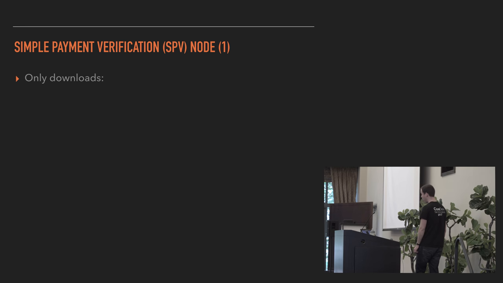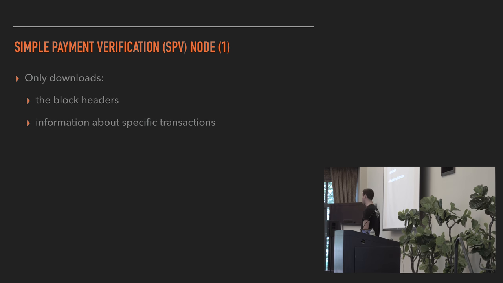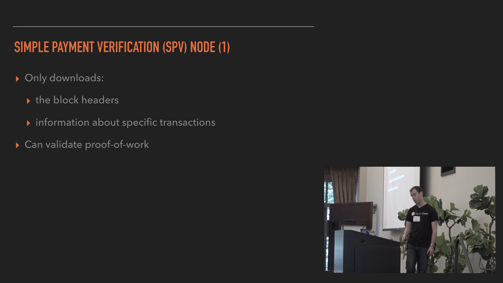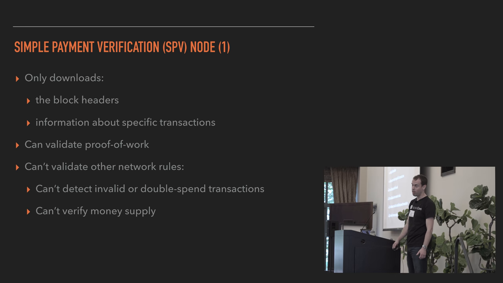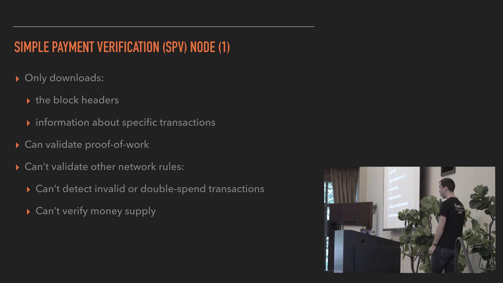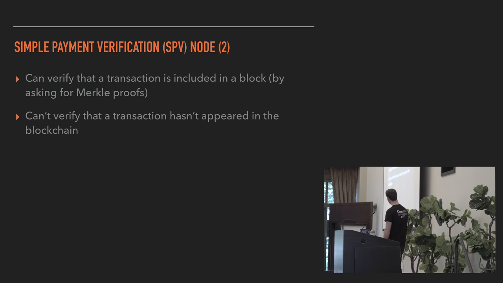Next, an SPV node. SPV nodes only download the block headers and information about specific transactions. When I say information, I mean the Merkle proof that the transaction was included in a block. So they can validate proof of work, because that's included in the headers, but they can't validate other network rules. They can't detect that an invalid transaction has been included in a block, and they can't verify the money supply. So if all of the nodes on the network were using this system, except the miners, the miners could inflate money, because no one would be checking them. They can verify inclusion of transactions, but they can't verify exclusion. We don't have that kind of proof.